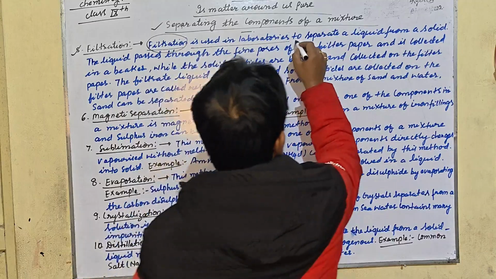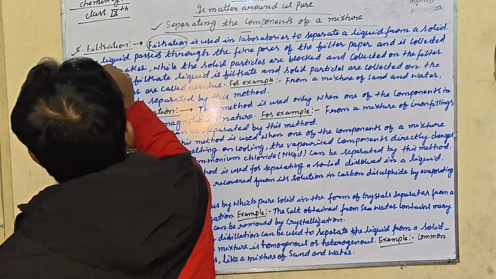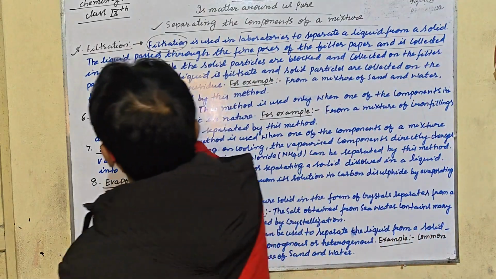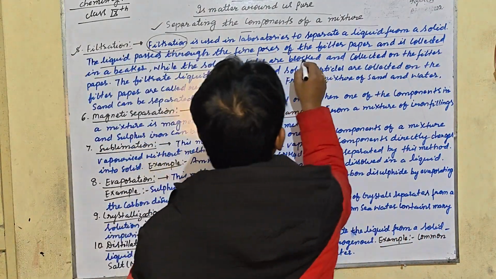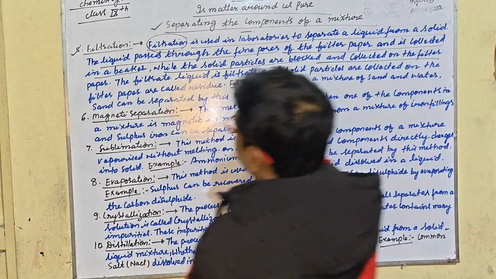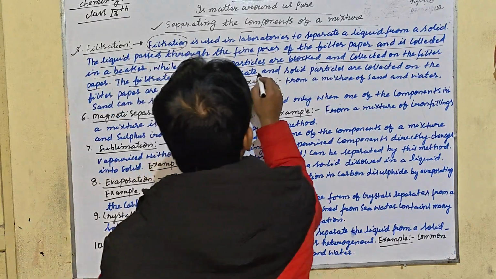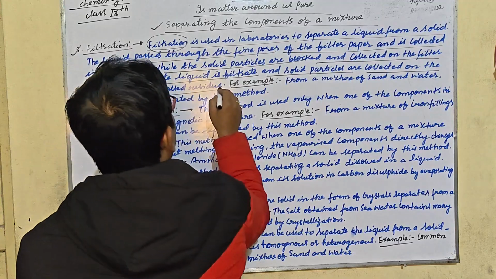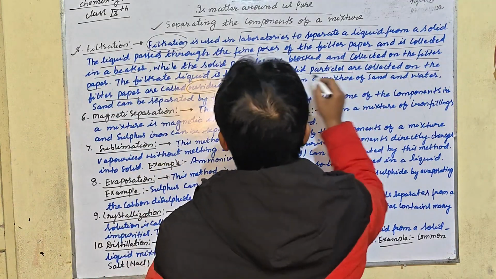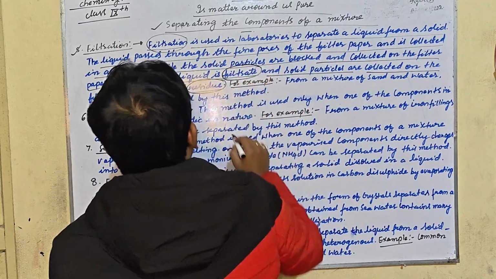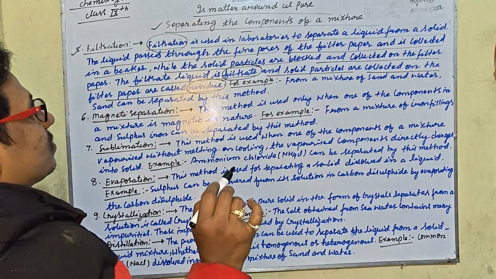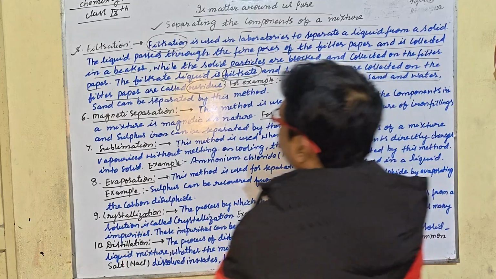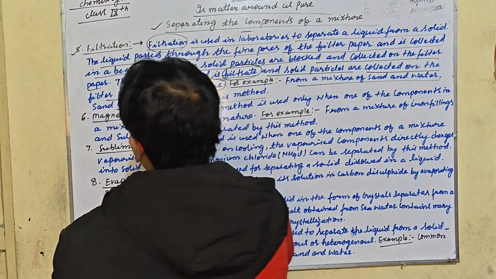in laboratories to separate a liquid from a solid. The liquid passes through the fine pores of the filter paper and is collected in a beaker, while the solid particles are blocked and collected on the filter paper. The filtered liquid is called the filtrate and the solid particles collected on the filter paper are called residue. For example, for a mixture of sand and water, sand can be separated by this method.